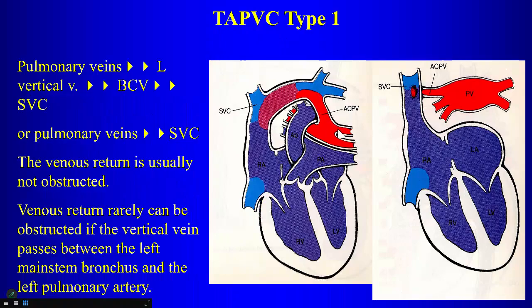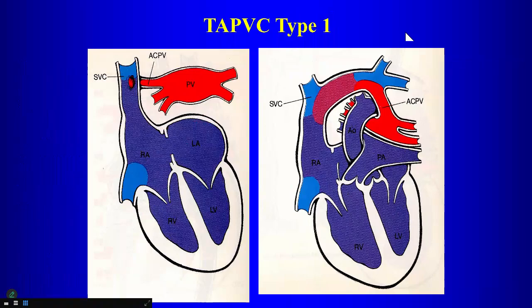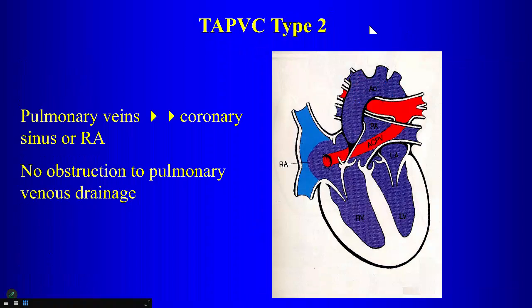So with type 1, you'll have the pulmonary veins draining to a vertical vein that comes up here, drains to the brachiocephalic vein, to the superior vena cava, all these dilated vessels up here. That's what gives you the snowman on the plain film. That's what gives you the snowman sign. Okay? So that's type 1. There is another variant where the pulmonary veins can drain to the coronary sinus, and then these patients will have a dilated coronary sinus. All right? So that's cardiac, that's type 2.